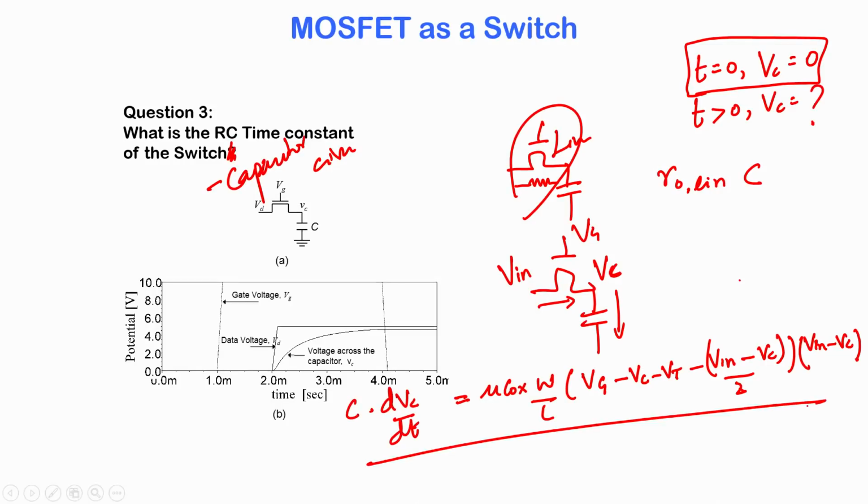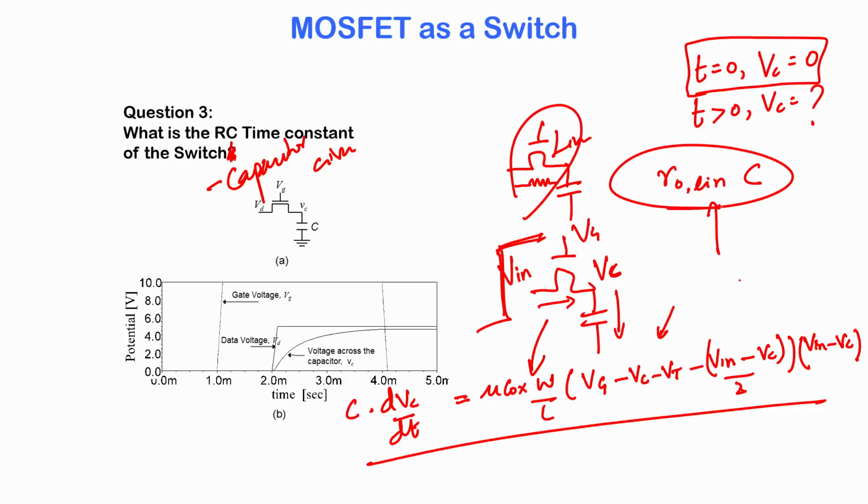You solve this equation and you will end up with the exact charging dynamics, which also takes into account the non-linearities in the MOSFET. If the input voltage step is very large, this is the more appropriate equation to solve. But you will find that for most cases, the time constant you will get in this case will not be very far from the time constant you get by simply linearizing the MOSFET and using that value.